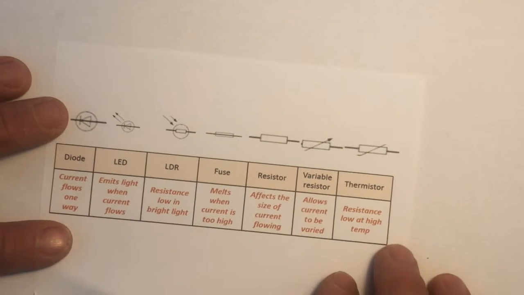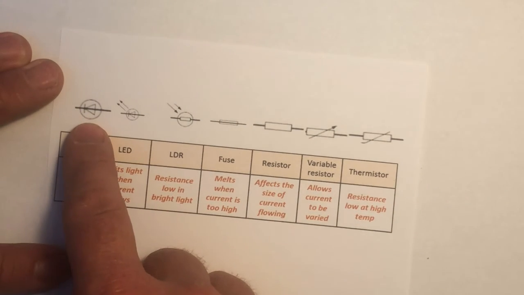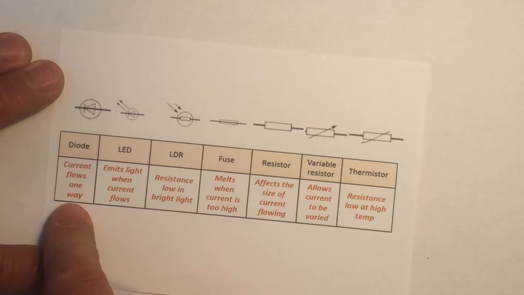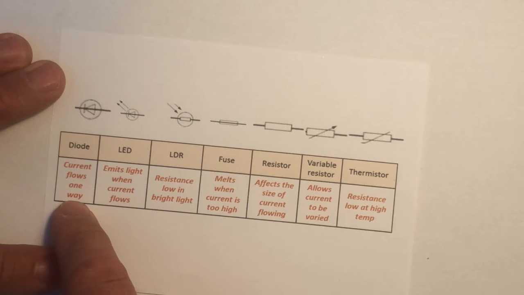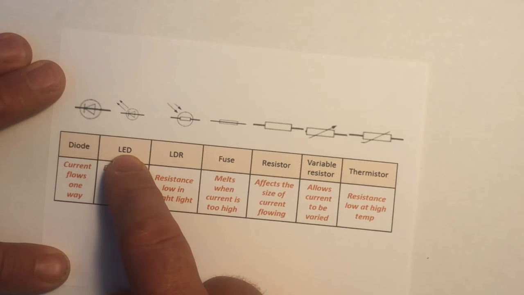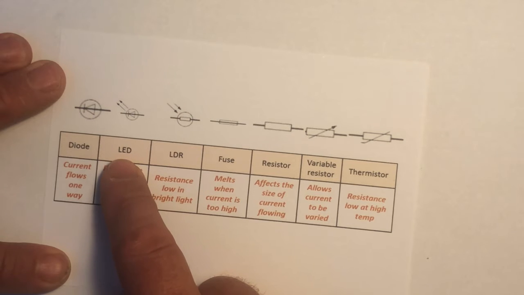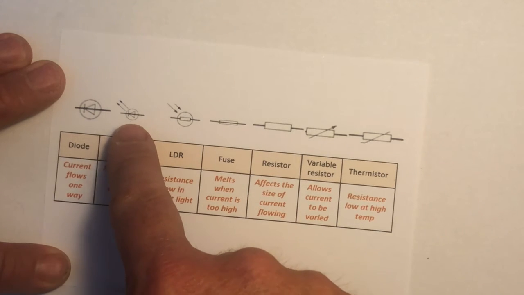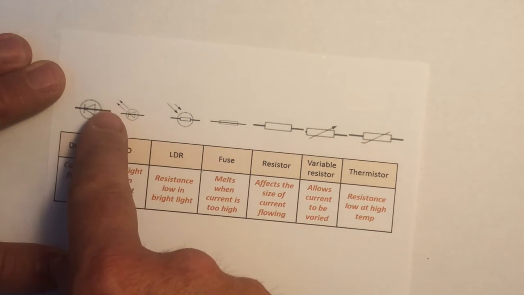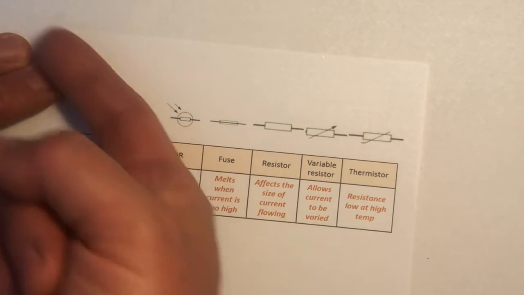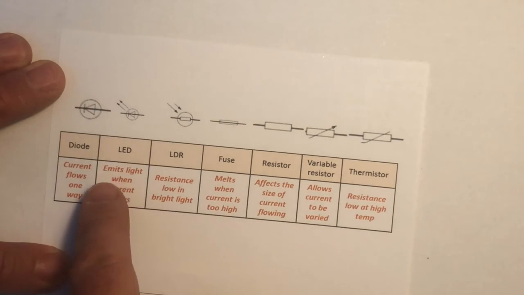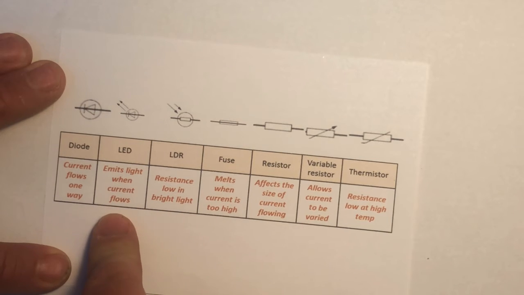Other symbols, we've got a diode. This is a diode, and it allows current to flow only one way. LED, light emitting diode. Absolutely brilliant these days. You can get little LEDs, and they'll put out huge amounts of light. You can see the little symbol in the middle is a diode, the D. The little arrow sticking out is light emitting. Light emitting means emitting, giving out. And what that does, it emits light when current flows.